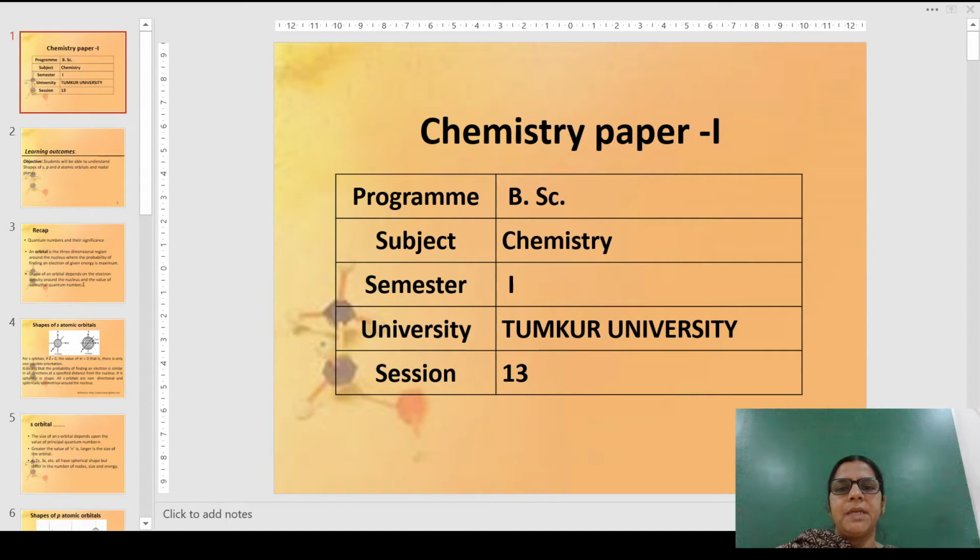Now, shapes of the d atomic orbitals. Here, for d atomic orbitals, L has the value of 2. Hence, the m value ranges, once again, as I said, plus or minus L, including 0. Therefore, the values are minus 2, minus 1, 0, plus 1 and plus 2. For this reason, there are 5 different orientations for the d orbitals.